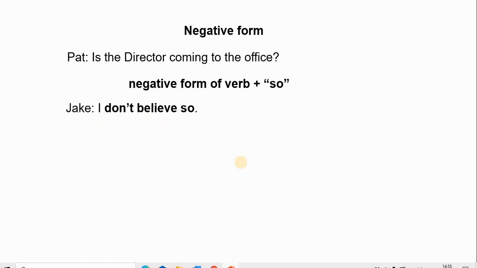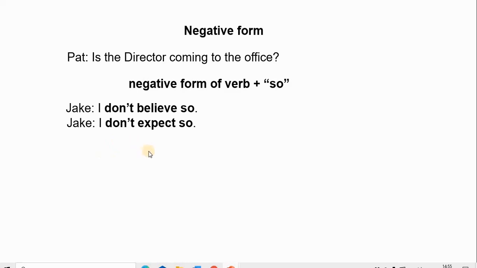So, is the director coming to the office? Jake replies, I don't believe so. I don't believe that the director is coming to the office. So remember, believe means think. Jake is essentially saying that I don't think that the director is coming to the office. The form is we take the verb, we put it in the negative form. I don't believe. And we add the word so.